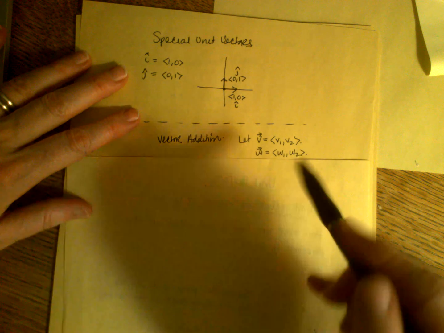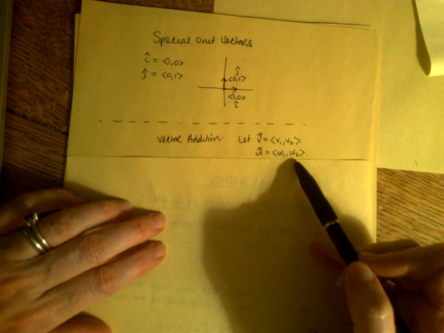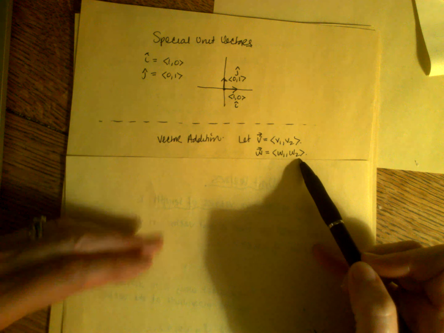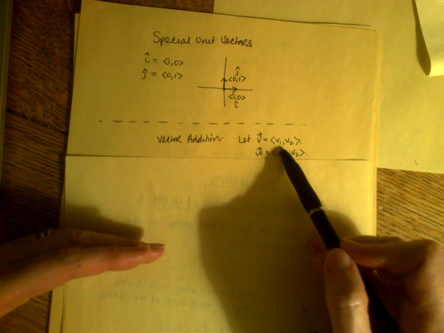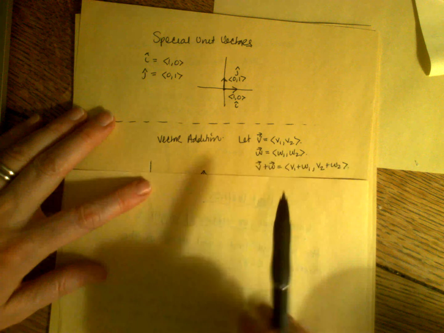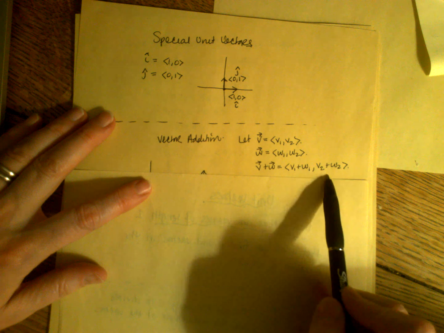If I have two vectors, v and w, where the components are v1, v2, w1, w2, adding them, you probably would guess how to add them. You add the two horizontal components and you add the two vertical components. And what you end up with is v1 plus w1, v2 plus w2 for your components. Geometrically, it makes sense.